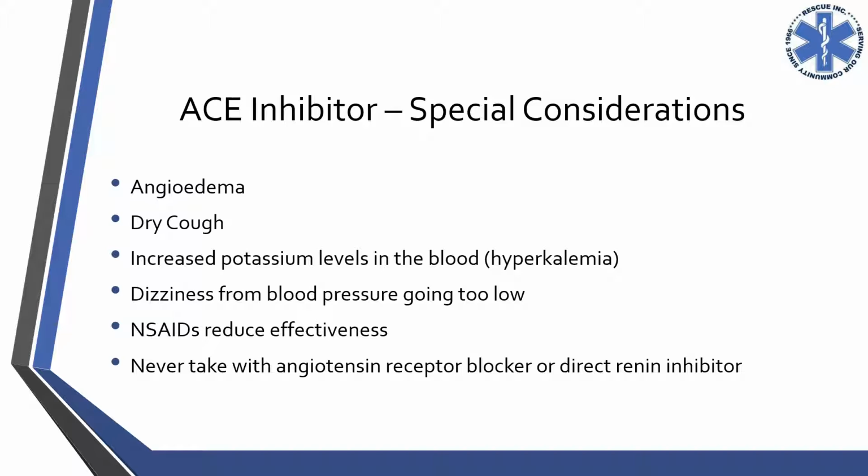NSAIDs reduce the effectiveness of ACE inhibitors. So if someone's taking, say, ibuprofen every single day for chronic pain, they may need to increase the doses of the ACE inhibitors to actually have an effect. It's going to reduce the effectiveness of them. And then they should never be taken with ARBs, so angiotensin receptor blockers, or DRIs, which are direct renin inhibitors. And those are other blood pressure control medications that work on this renin, angiotensin, aldosterone system. So you double them up a little bit.